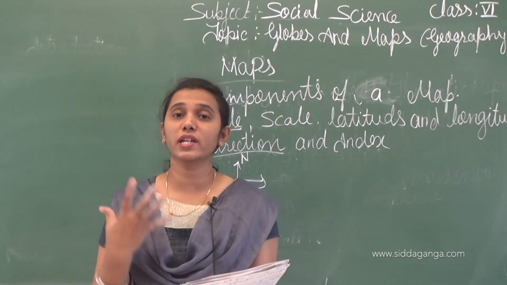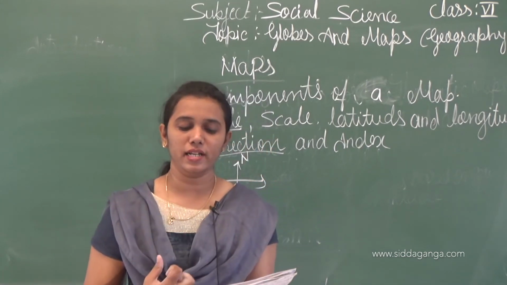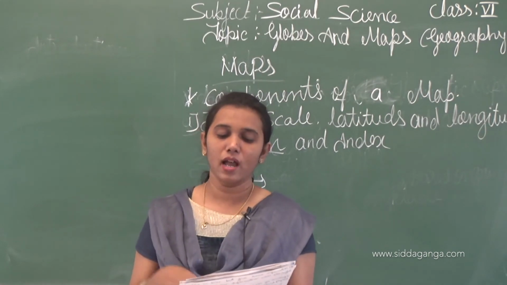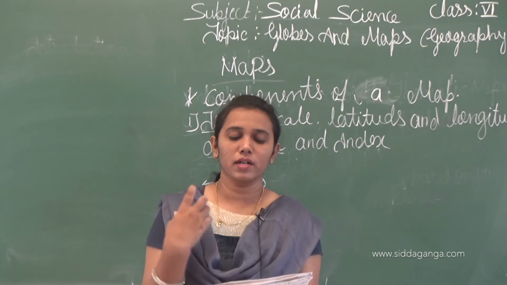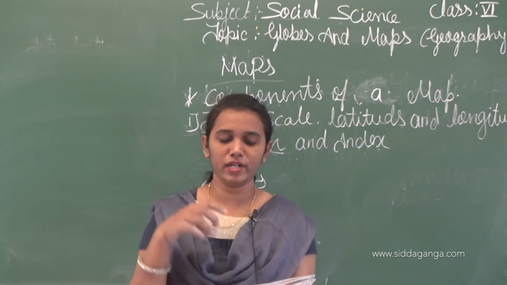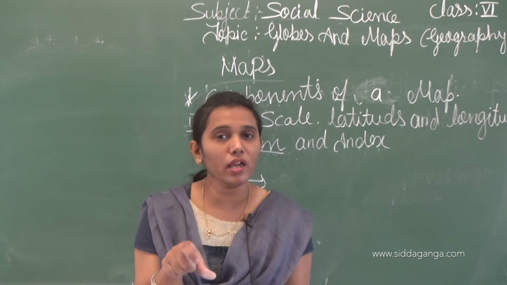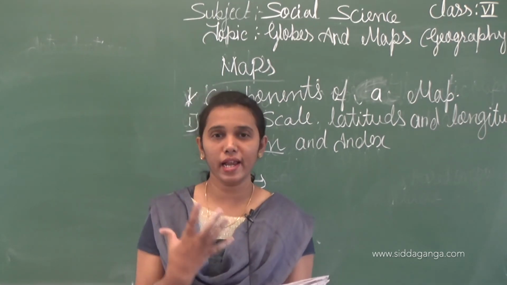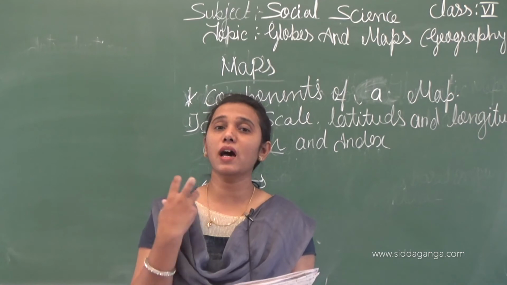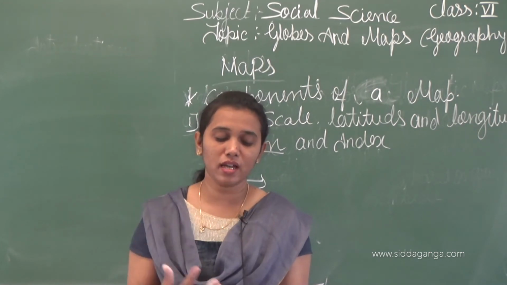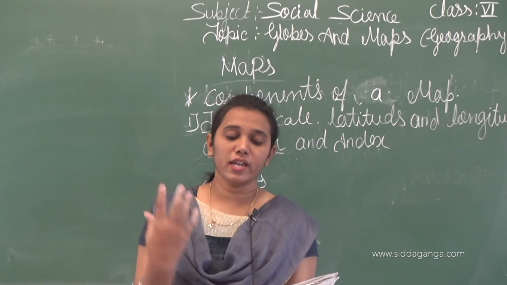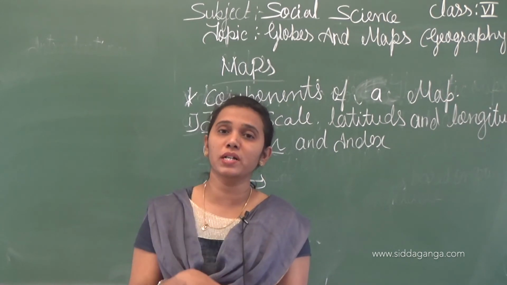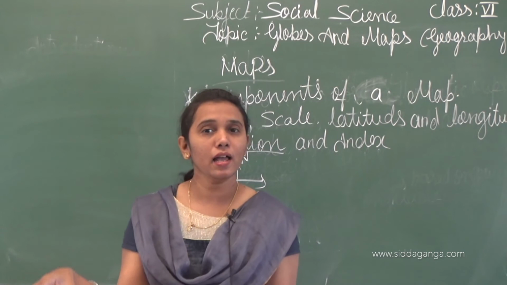Symbols used in a map are called index, children, and it is an important component in the map. Of course, all are important, children, but to search a place, index is very important. We easily search the place with the help of index. Various colors and symbols are used in a map to locate the place, as we already learned.